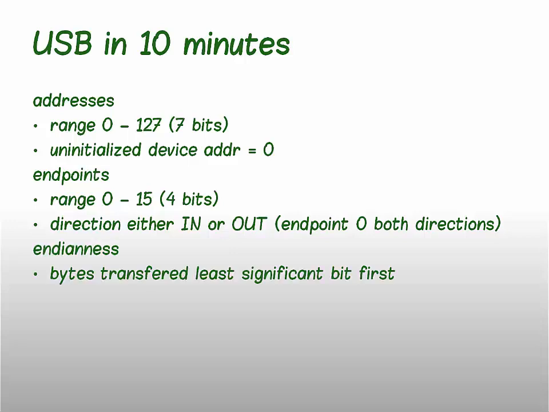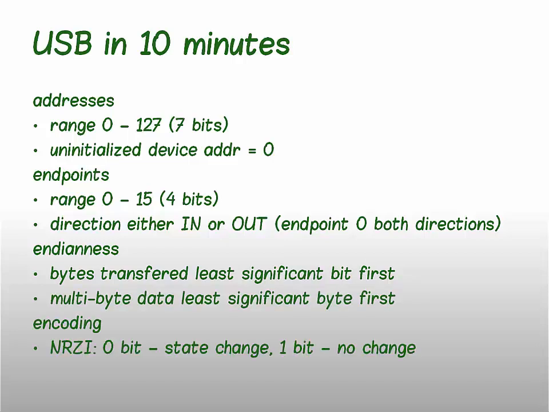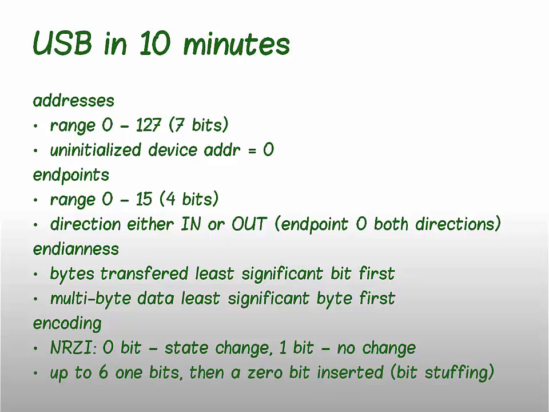Bytes are always transferred least significant bit first, and for multi-byte data, the least significant byte is transferred first. Data are encoded using the non-return-to-zero inverted encoding scheme. Thus, for a 0 bit, the polarity of data lines is changed, while for a 1 bit, there is no change in polarity. In order to avoid long periods of unchanged polarity when transferring a sequence of 1 bits, after 6 consecutive 1 bits there is an automatic insertion of a 0 bit. This is called bit stuffing.